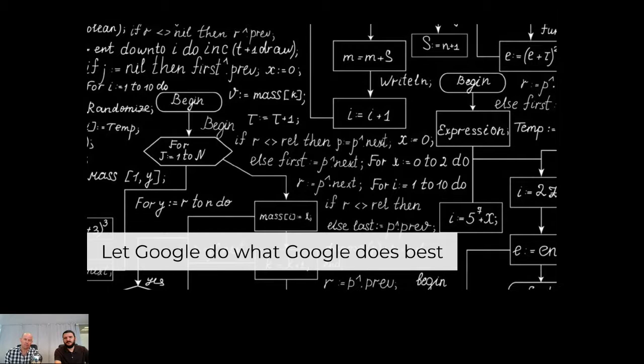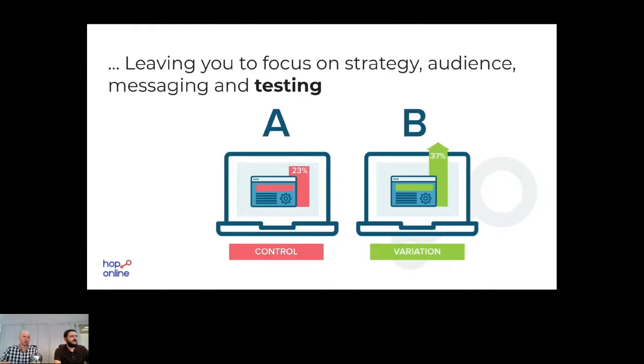machine learning. And what we're trying to do is direct this heat-seeking missile not at the acquisition of trial users, but at the acquisition of customers, paying customers. And if Google does what Google does best, then you as the marketer can do what you do best, which is to focus more on strategy, on audience building and audience segmentation, on messaging to those particular segments and message differentiation, and on testing. So these are the things where I believe that human marketers will always be very, very relevant and very, very necessary.